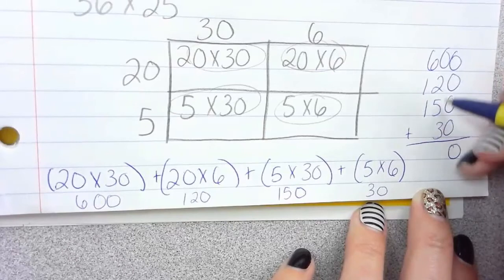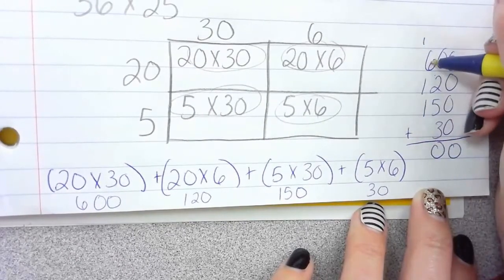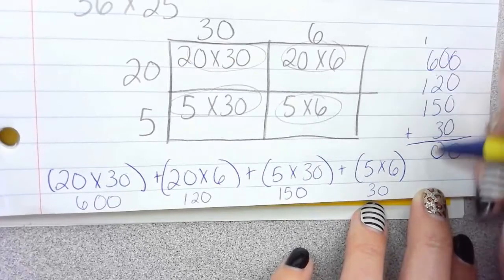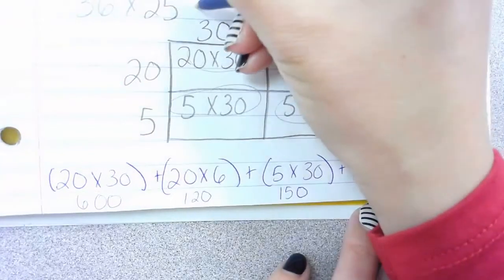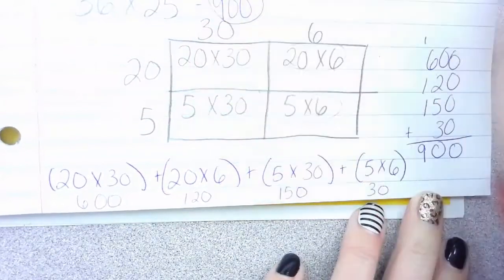So 0 and 0 and 0 is 0, 5 and 3 is 8, 9, 10. Don't forget to regroup. 6 and 1 is 7, 8, 9. So 36 times 25 would be 900. That would be your final product.